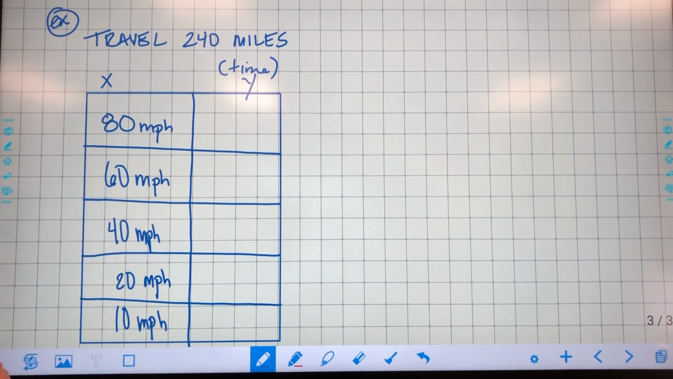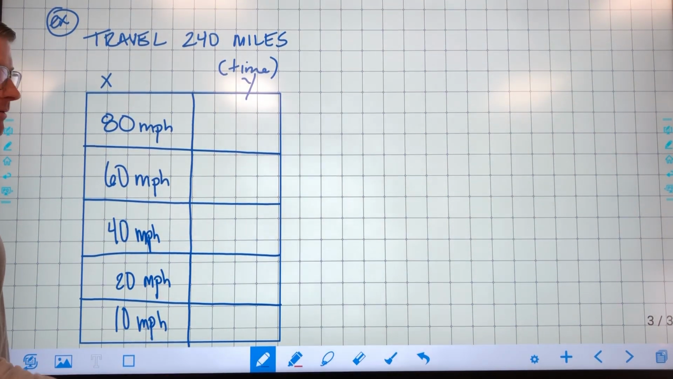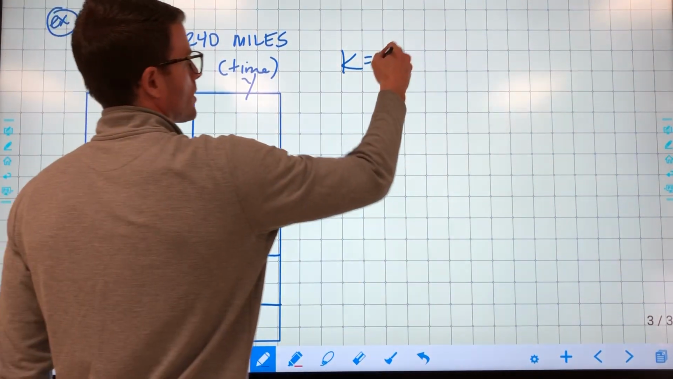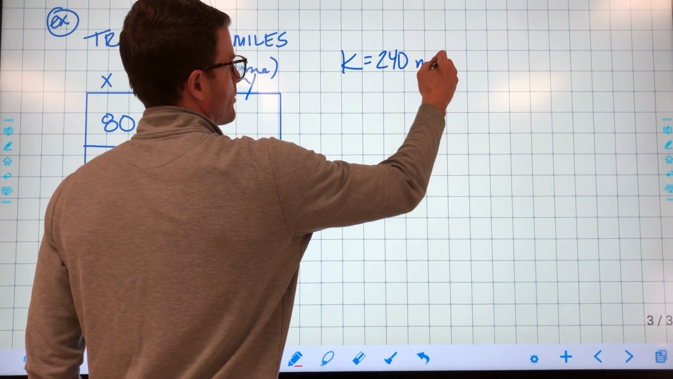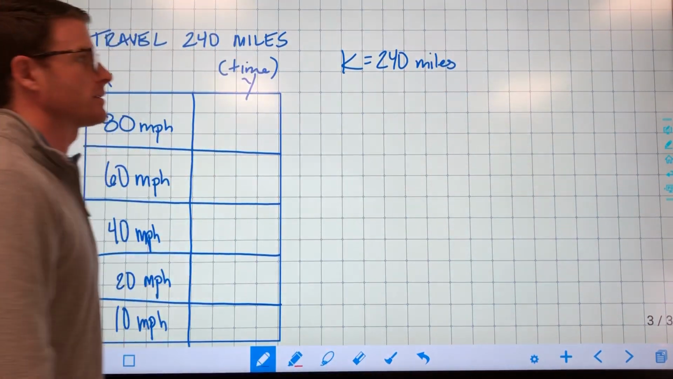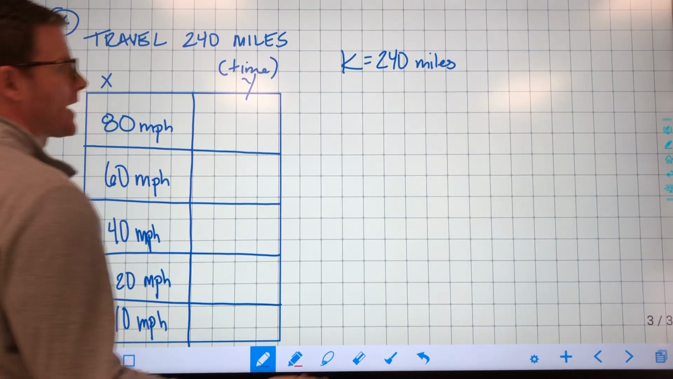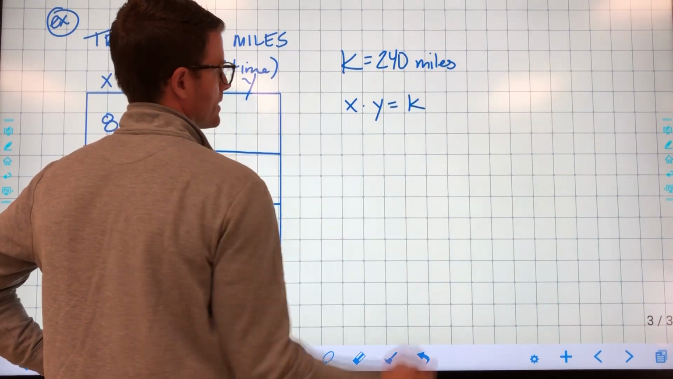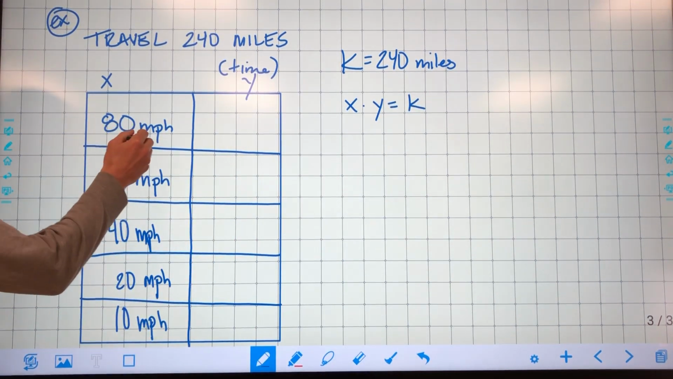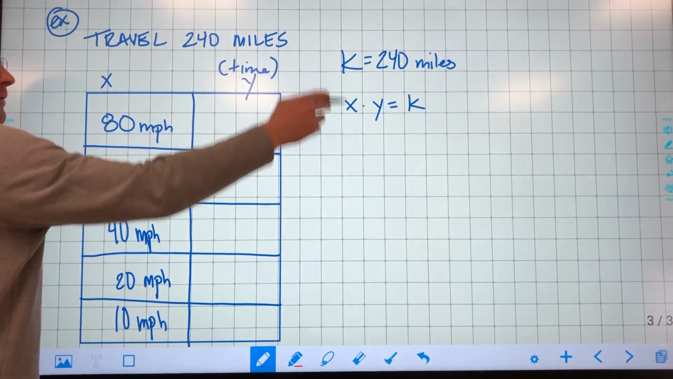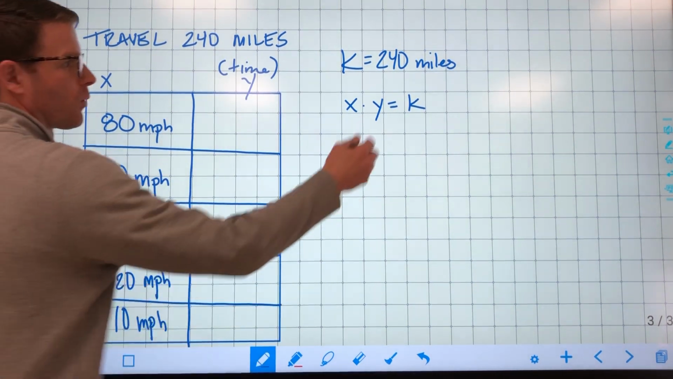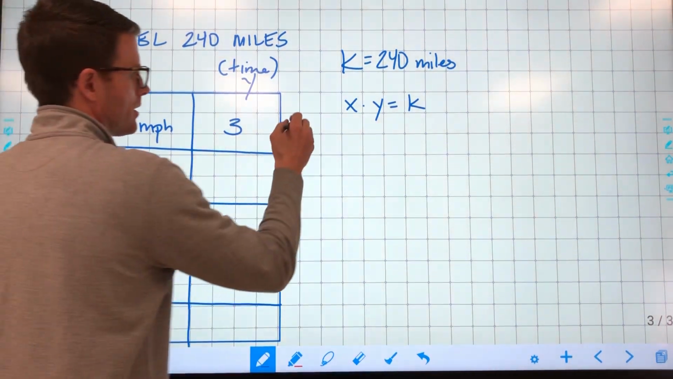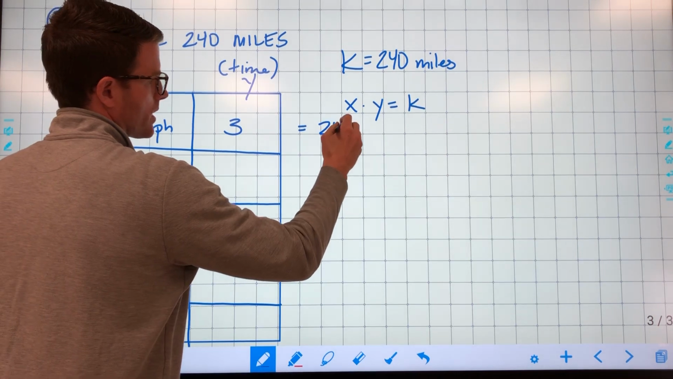All right, so I know my constant, right? My constant is the distance, 240 miles. I'm traveling that far every time, right? So my constant is 240 miles, and I know that x times y gives me my constant. So if I'm traveling 80 miles per hour to go 240 miles, 80 times what gets me 240? It's got to be 3, right? So 80 times 3 gets me 240.